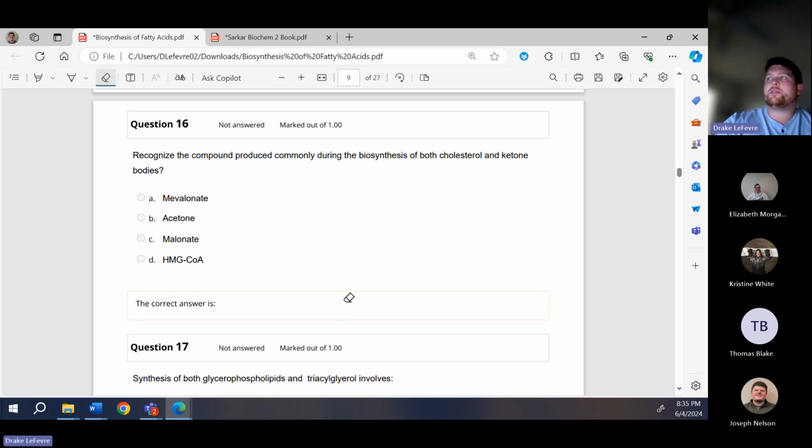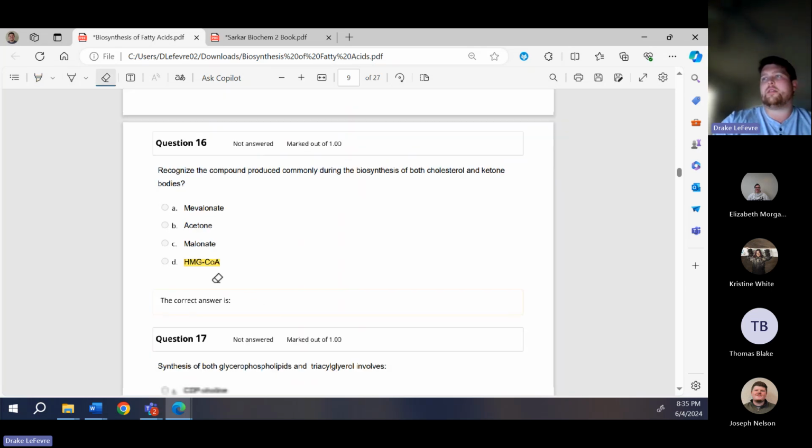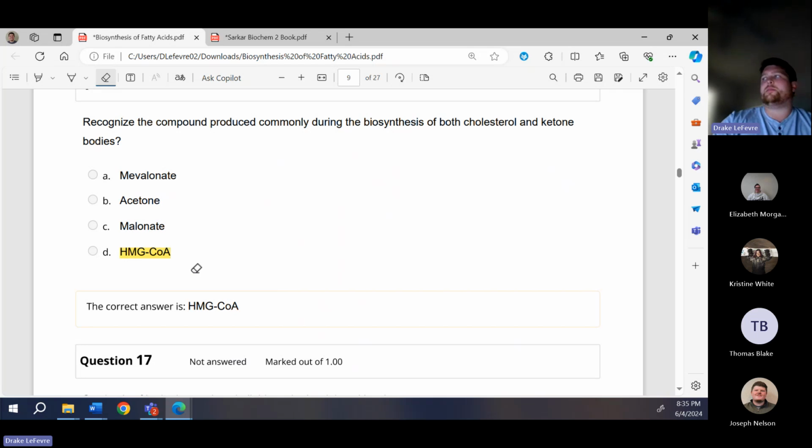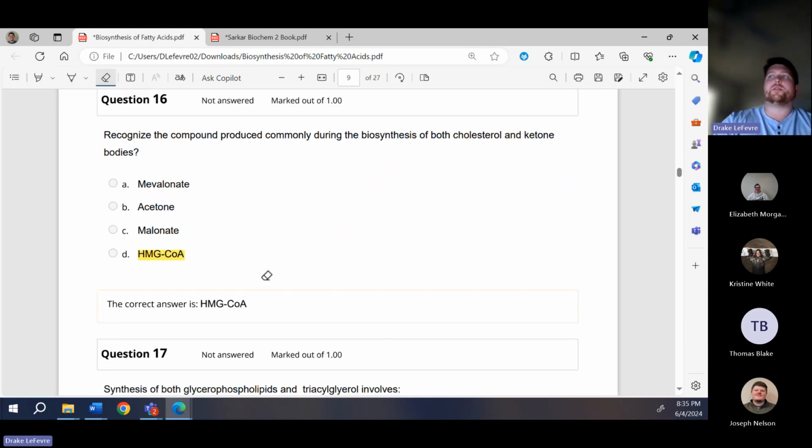Recognize the compound produced commonly during biosynthesis of both cholesterol and ketone bodies. This is more like the cholesterol unit, which is the next chunk of questions. It's HMG-CoA. Whenever you see cholesterol type stuff, always remember HMG-CoA. Nine times out of 10 it's going to be your answer choice if you're talking about cholesterol.